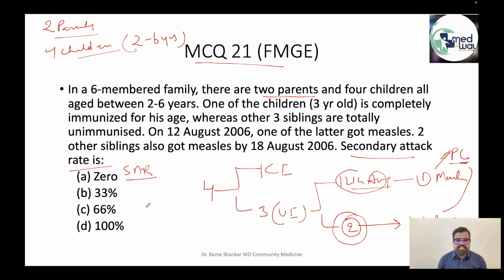So secondary cases are 2. So 2 out of 2 into 100. So my secondary attack rate is 100% here. I have not included the primary case in the numerator. I have not included it in the denominator also. So my answer is 100, right?